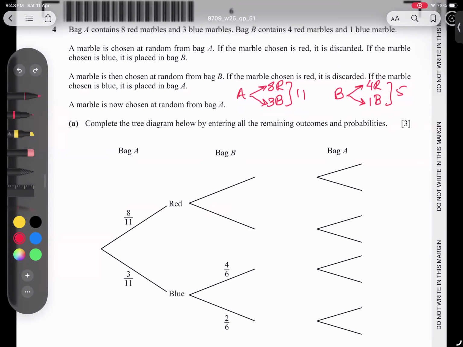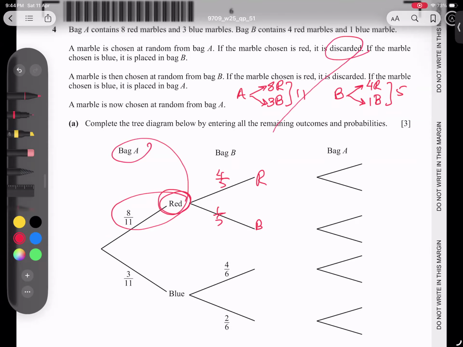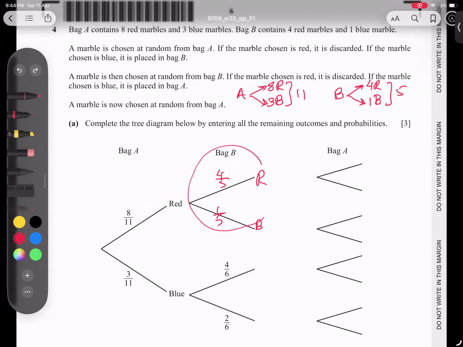Okay, so let's start. In case red is coming, there is no effect. So the situation remains the same. It means the chances of red in bag B remain the same. So I'm writing here 4 over 5 and 1 over 5, red and blue. Repeat my words: because we took a red out from bag A, it is discarded, so there is no addition to bag B, and it remains the same as it is.